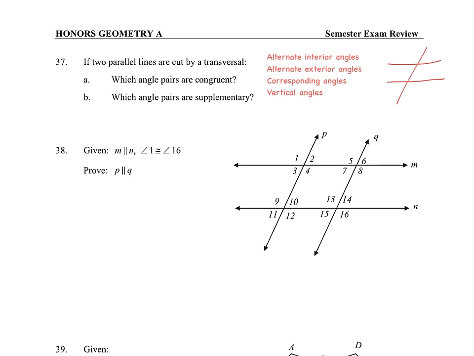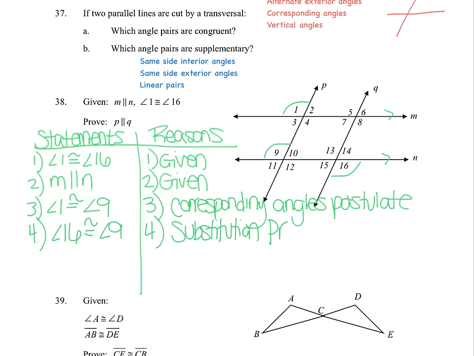So we know angle 1 is congruent to angle 9. I can also see that I've got angle 1 is congruent to angle 16, and angle 1 is congruent to angle 9. So I can put those together and say angle 16 is congruent to angle 9, which makes sense based off of my picture. So angle 16 is congruent to angle 9 is going to be the substitution property of congruence.